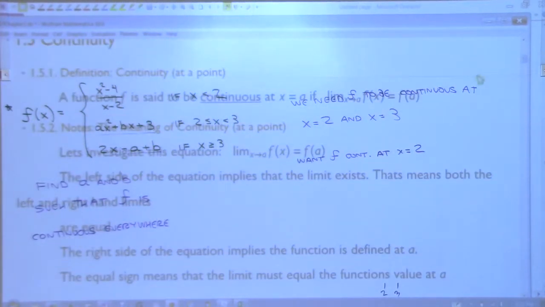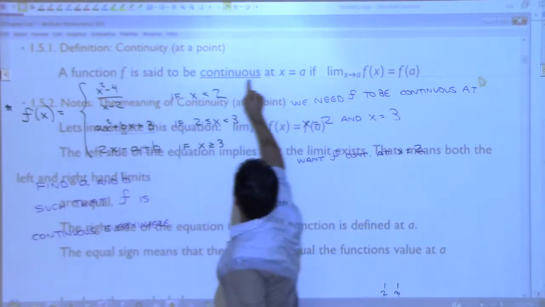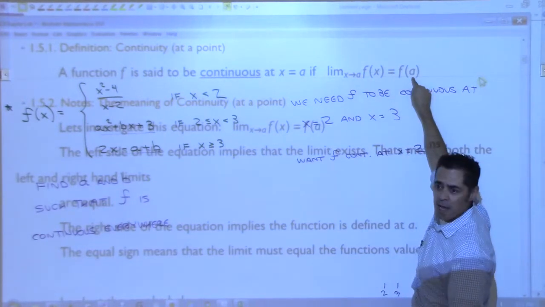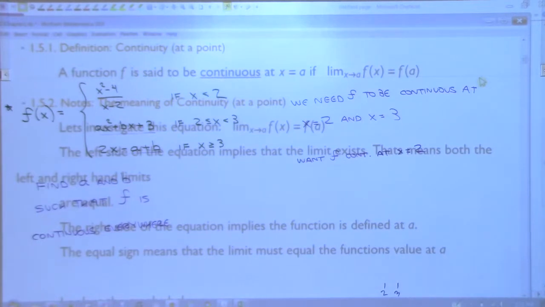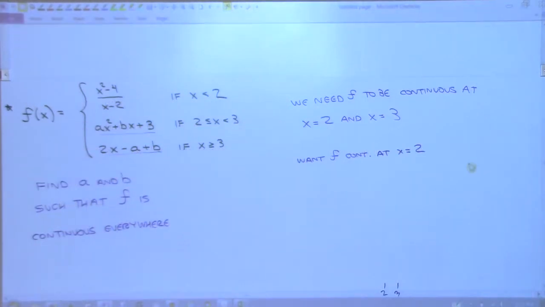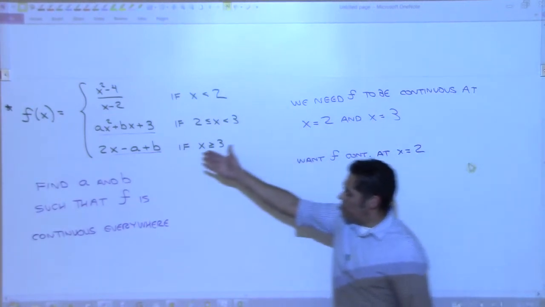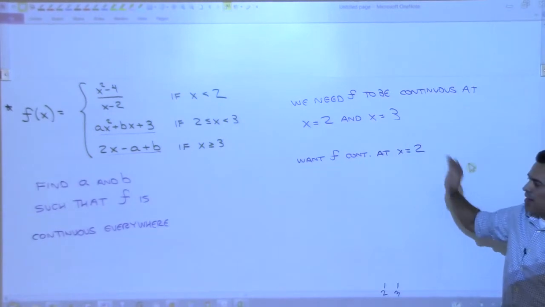There it is. That right there. A function f is said to be continuous at x equals a if the limit as you approach a of the function equals f of a, right? That was the definition we started class with. And we did a couple of visual examples, right? So we just said, in order to make this function continuous everywhere, we only need to make it continuous at 2 points. Everything else is fine.